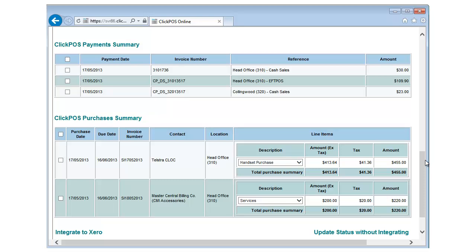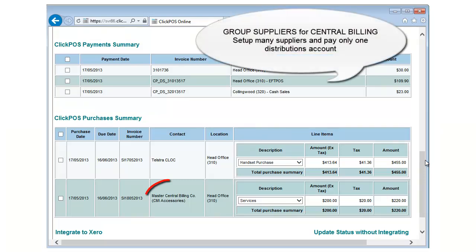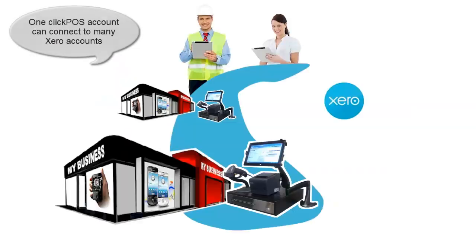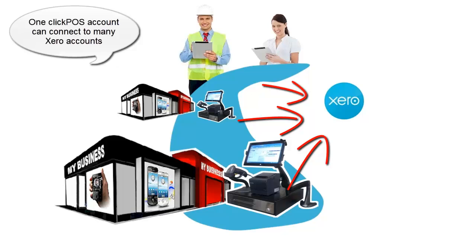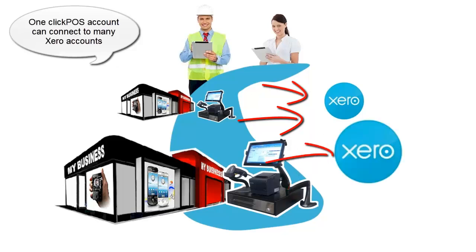Other advanced features include the ability to purchase from many suppliers and make payment to a master billing account. This means you can order from a group of suppliers and pay to their central distributor. There are many other advanced features, such as supporting franchise accounts, where each store can integrate to its own Xero account.